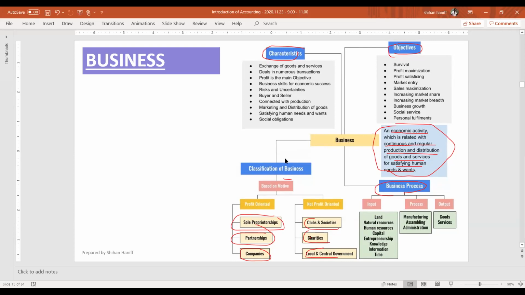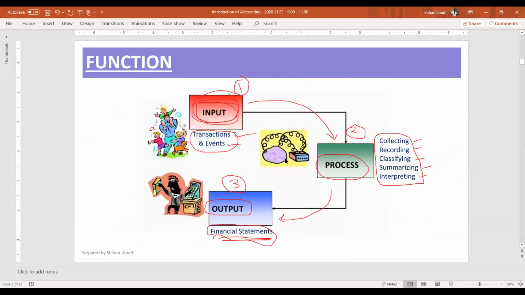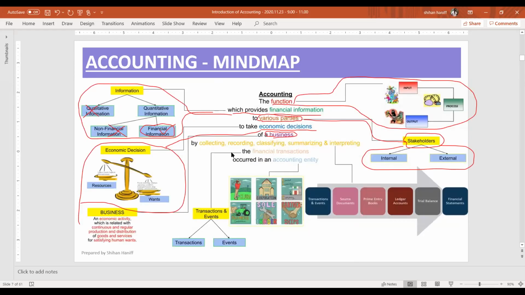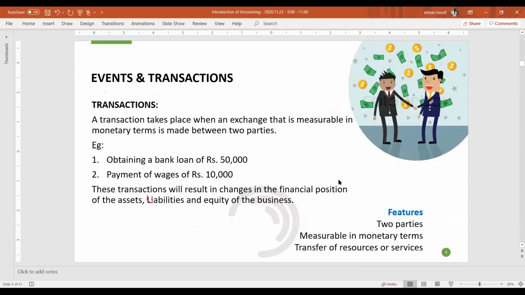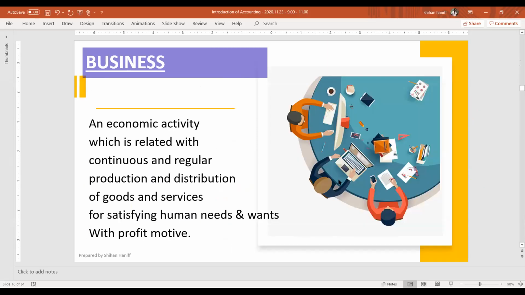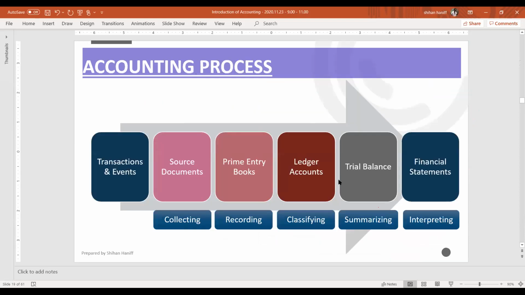So how are decisions made for a business? Collecting, recording, classifying, summarizing, and interpreting. This is called the accounting process. Very important, because everything after that is the accounting process. So what is the accounting process?